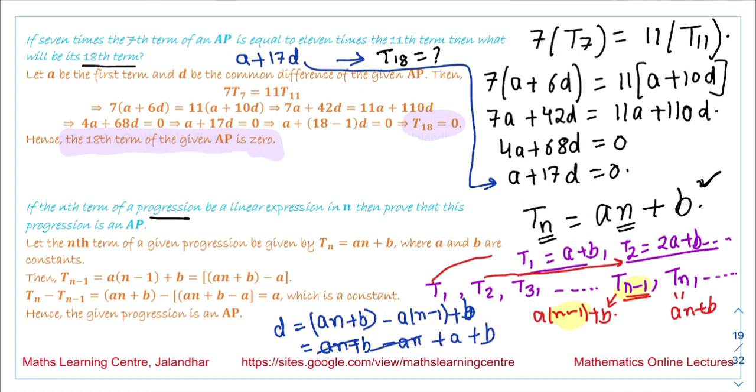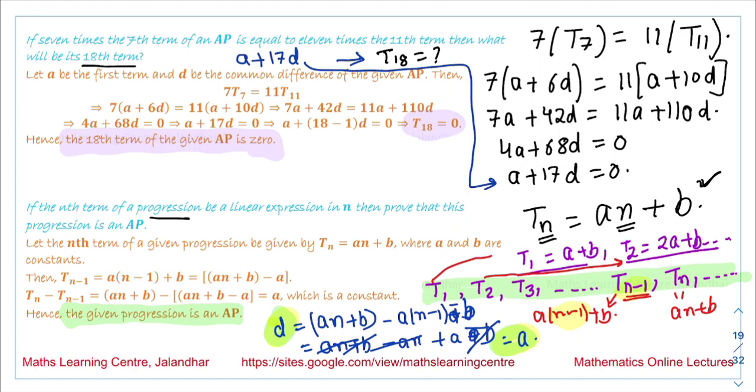These two get cancelled, this b gets cancelled, and we are left with this a, and this a is a constant. So the value of this common difference is constant. That is, the difference between all these consecutive terms is constant. And this is the definition of an arithmetic progression. So we are saying the given progression is an AP.